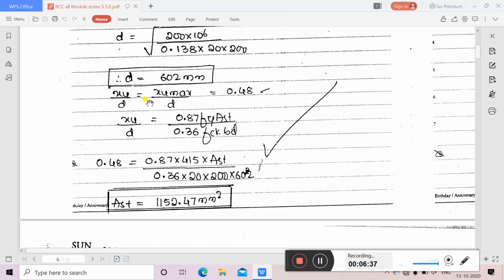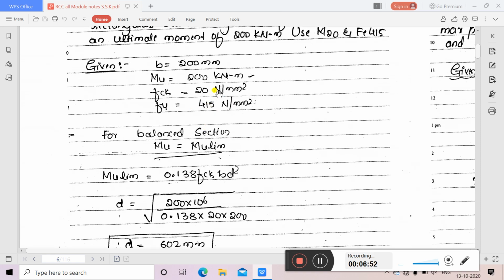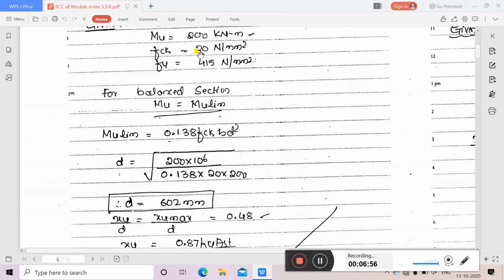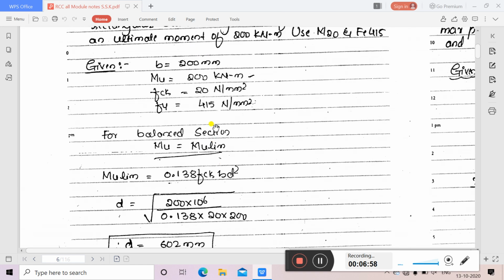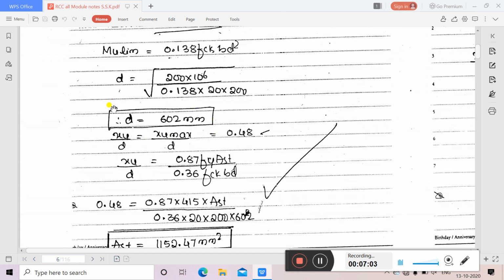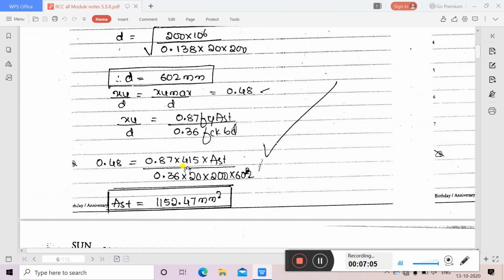When you compare, if it is the balanced section, obviously xu is equal to xu max, or xu by d is equal to xu max by d. So that will be 0.48. Substitute the values in this equation. Here you know xu by d value, fy is given, it is 415. AST is the unknown value that I need to find out. fck is given, that is 20. b is 200 mm. d we have already calculated, just now we have calculated the value of d. Substitute in this equation.